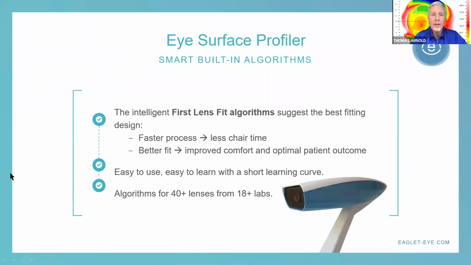And so what really is the engine of this instrument is what we call the first fit algorithms. These are algorithms that you will select your favorite lens, and it will suggest your first diagnostic lens and recommend what that haptic or landing should be. And so as we see more and more patients, and as the patients get more complex, it's important that we be fast and we have less chair time. We want optimal outcomes. So we want the lens to fit right the first time.